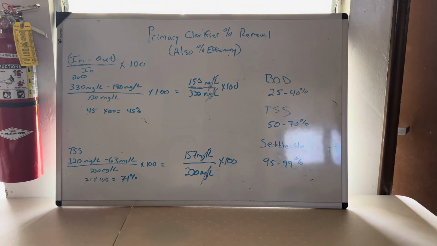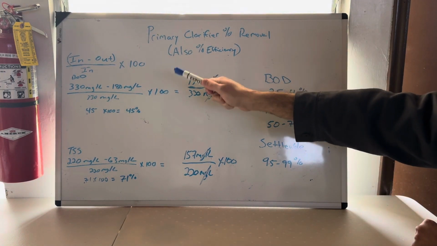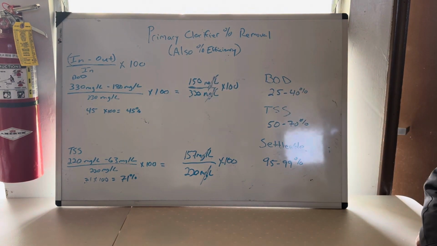But whoops. Anyway, so here we are in the actual math, and I want to talk about the equation. It is in minus out divided by in times 100. Very, very simple. This is about as simple as it gets.